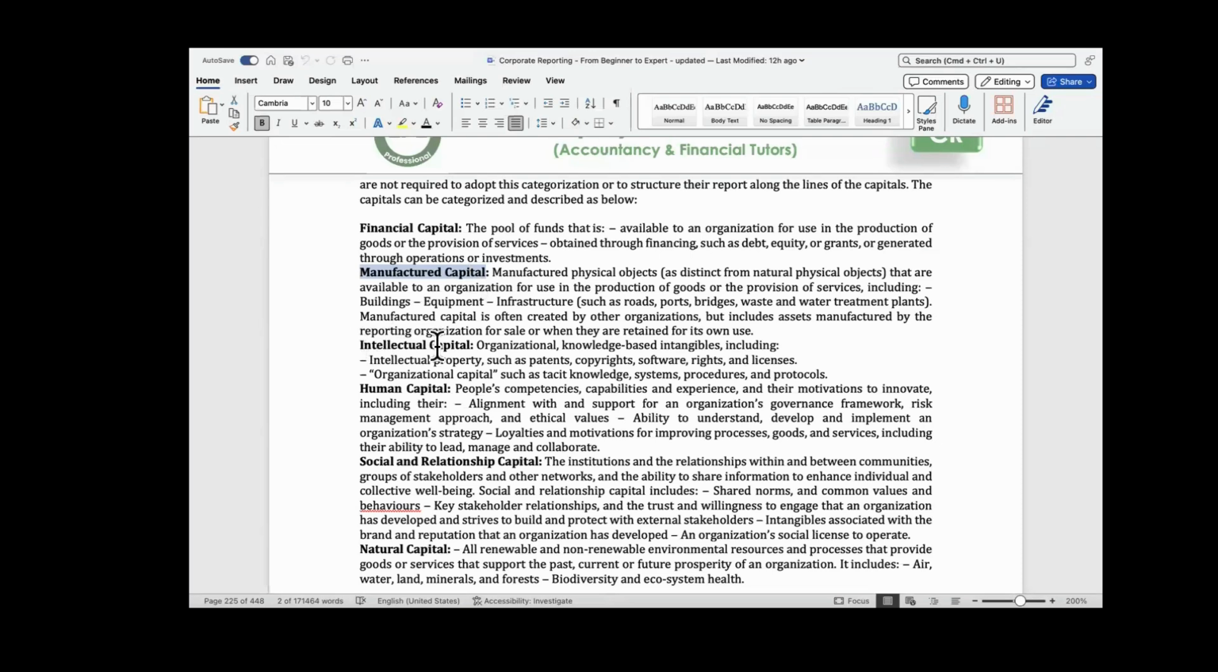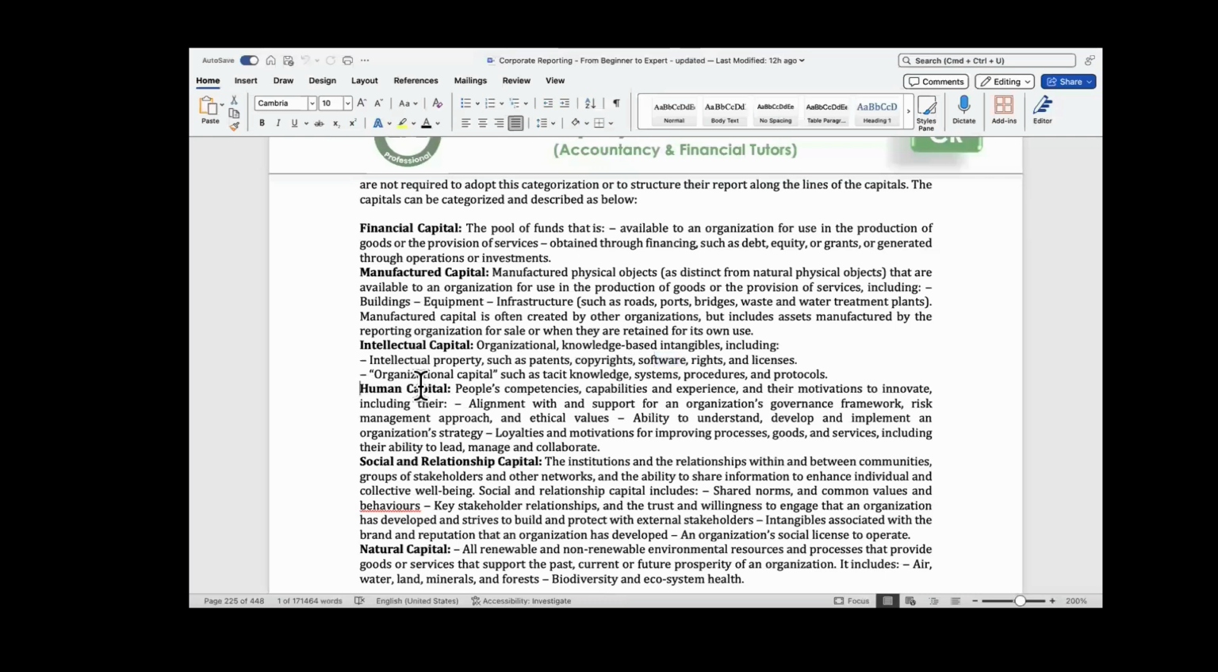Not only that, it also has intellectual capital, which is the know-how of the company, their knowledge base, like their patents, their copyright, their software, their licenses, their systems, their procedures. Them make money, intellectual capital. That has to be properly disclosed as well.